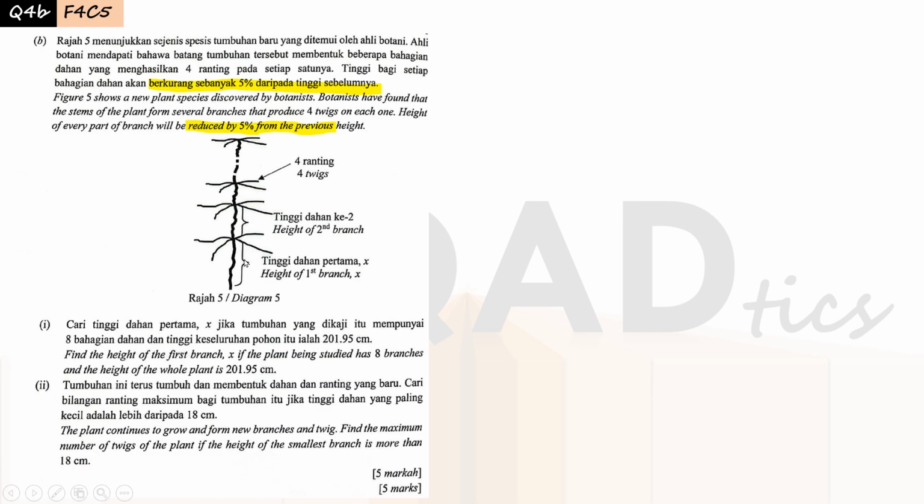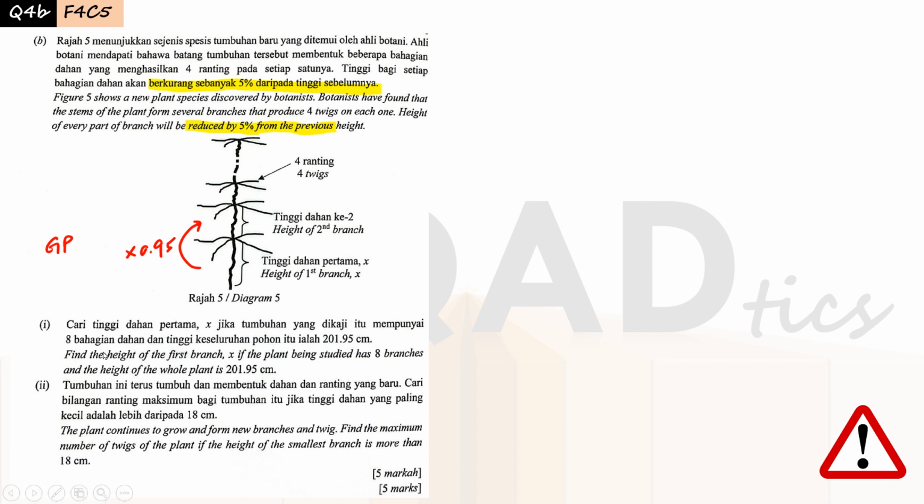This means if we have the height of the first branch, and we want to find the next one, we need to multiply the remaining 95%, or 0.95. Because here we have lost the 5%, so we have only the remaining 95% to find the height of the next branch. Since we are multiplying to find the next number, this progression is a geometric progression, right? Because we are multiplying to get the next number.